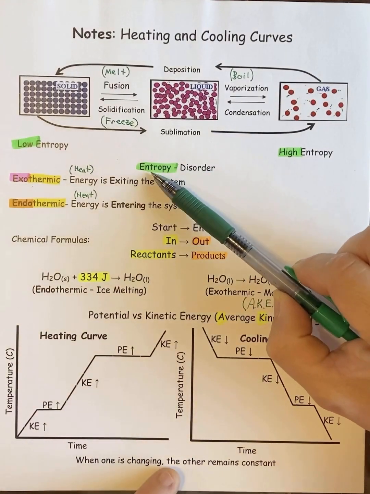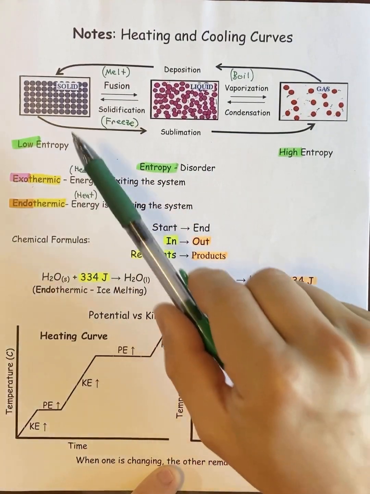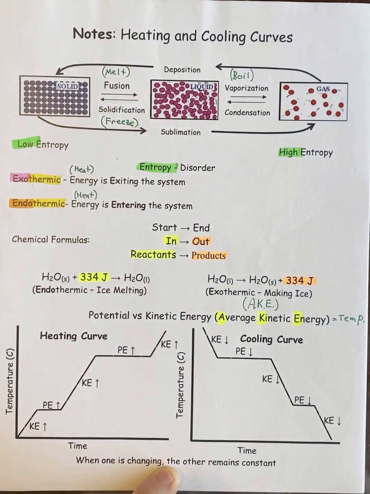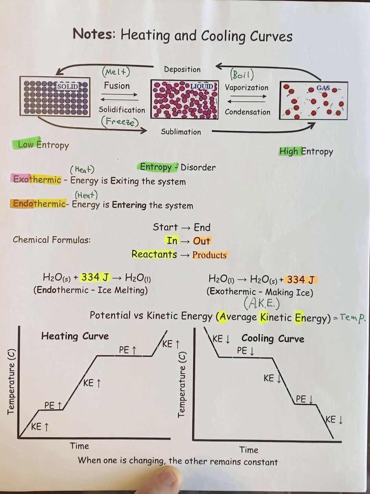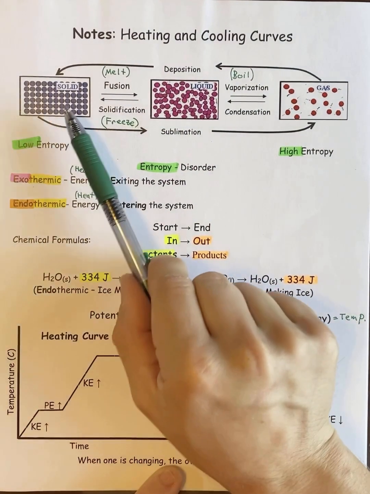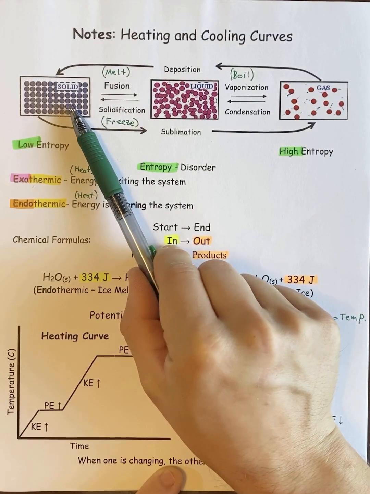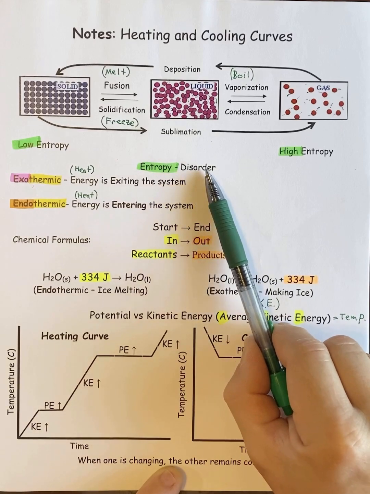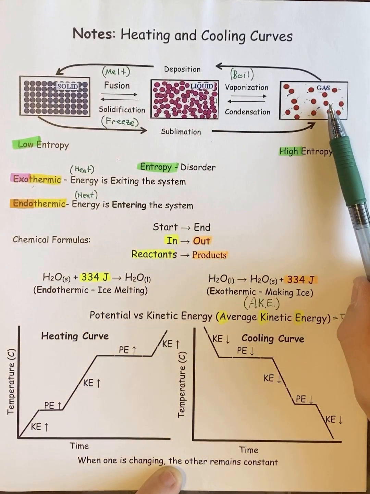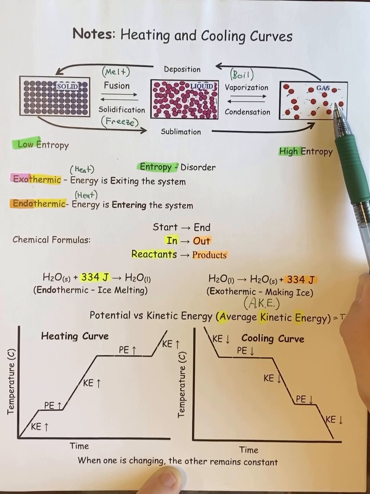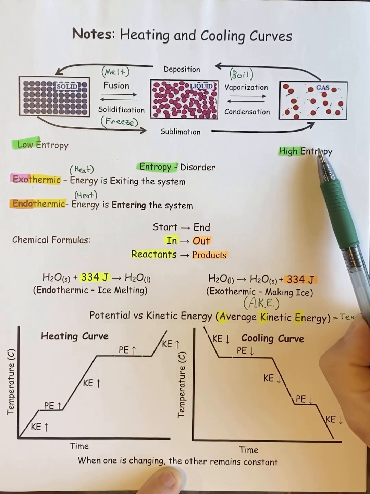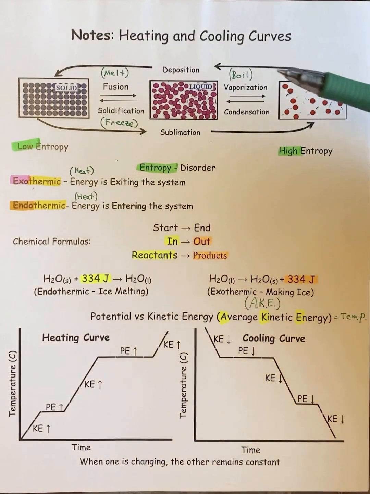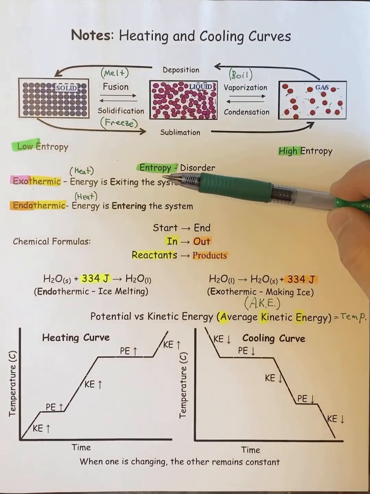Some more vocab words. Entropy is disorder. So when we think about our three phases and you look at the three diagrams, which diagram is the most organized? Well, that would be the solid. So the solid would be the lowest entropy, because remember, entropy is disorder. And then the reverse, the gas, would be the most disorganized, and therefore it would have the highest entropy. Exo and endothermic, and then we can actually start labeling our graphs.